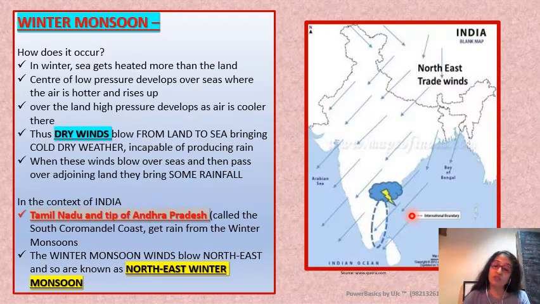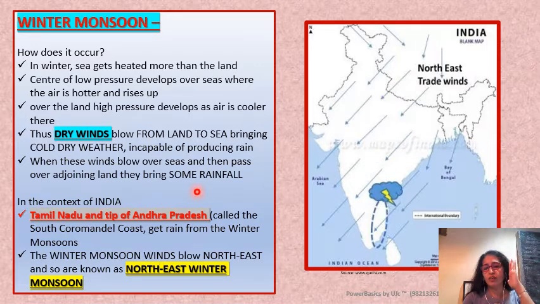They ask you which rain do they get? Winter monsoons. Why? The northeast trade winds. This is called the northeast monsoon winds or northeast trade winds. They blow over land and then over the Bay of Bengal, pick up some moisture and come and put rain in Tamil Nadu and the tip of Andhra Pradesh. The winter monsoon winds blow northeast and are known as the northeast monsoon winds. What is their origin? Northeast trade winds. Southwest monsoon winds, southeast trade winds.